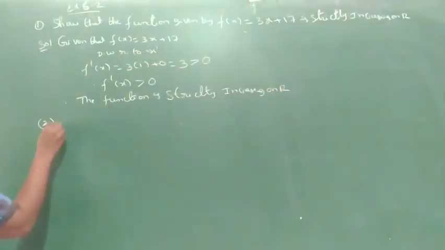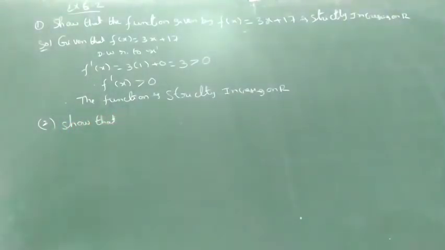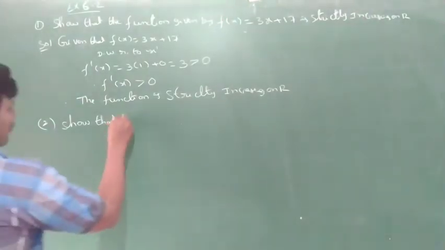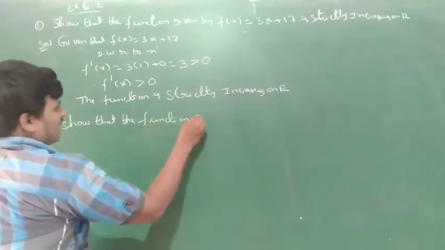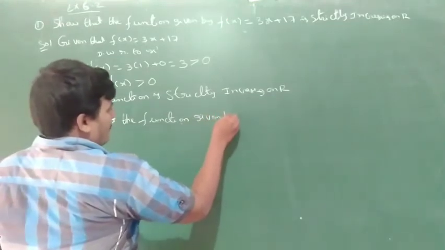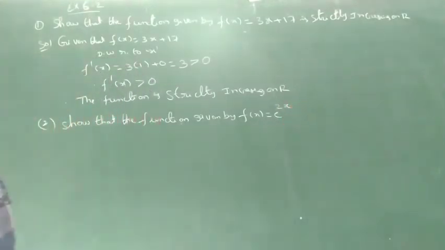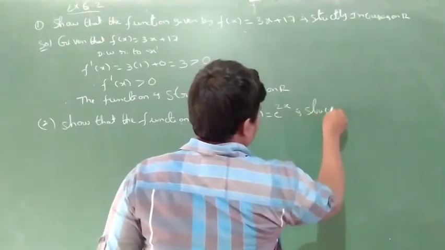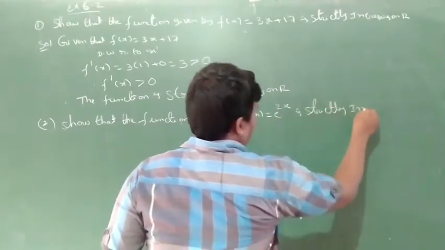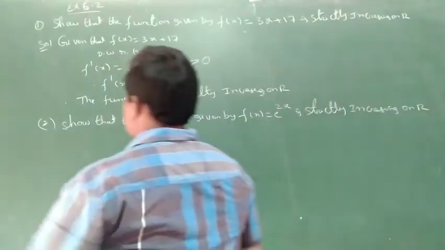Next problem. Show that the function given by f of x is equal to e power 2x is also strictly increasing on R. This is also.